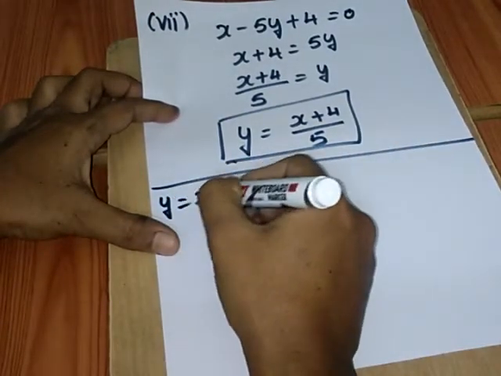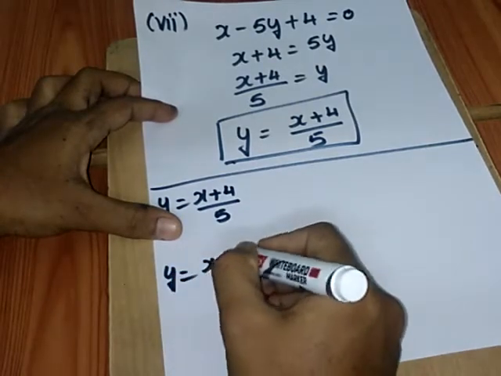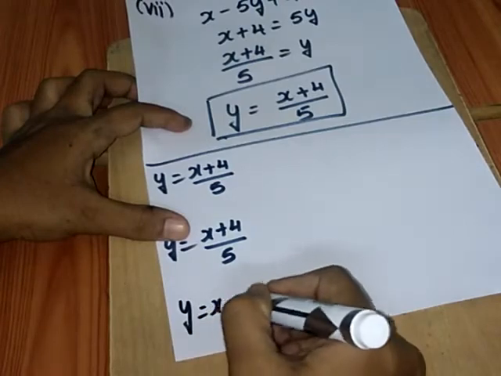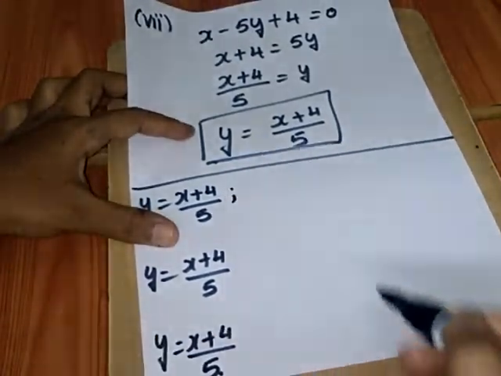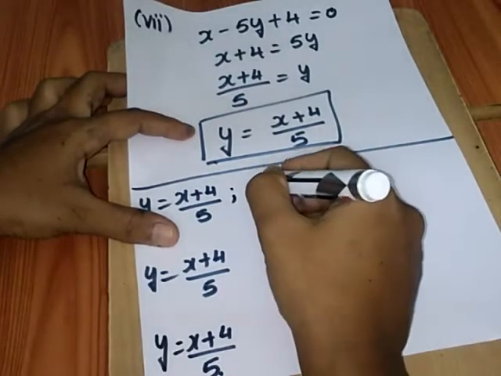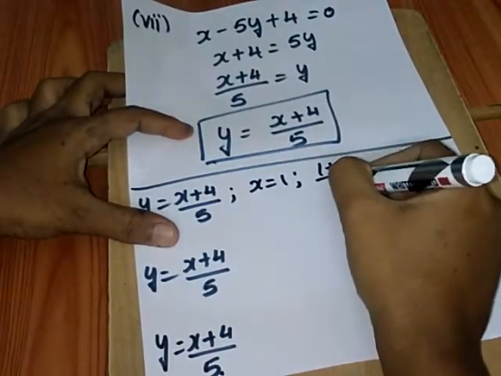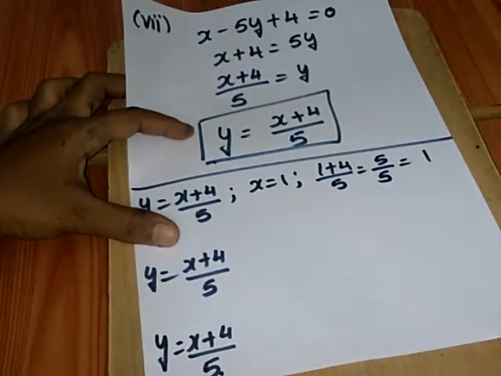Y is equal to x plus 4 by 5. First, let us consider the value of x as 1. Then 1 plus 4 by 5, that is 5 by 5, the solution is 1.